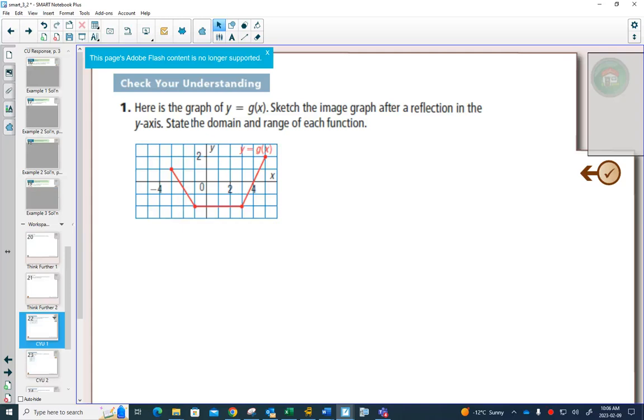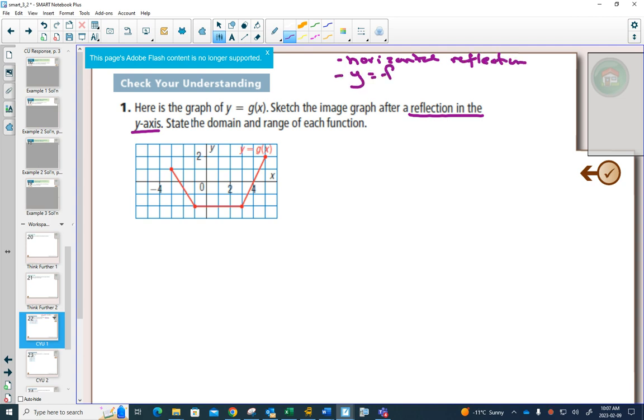Okay? Now, what I'd like you to do is underline reflection in the y-axis, and above that, okay, so reflection in the y-axis is a horizontal reflection. In function notation, that would be a negative with the x because it's horizontal.